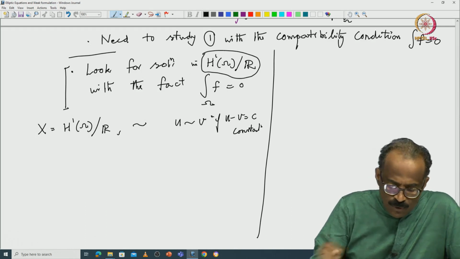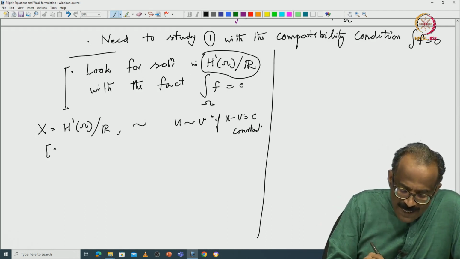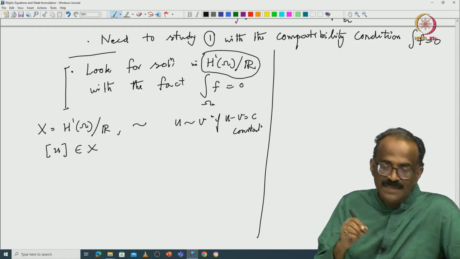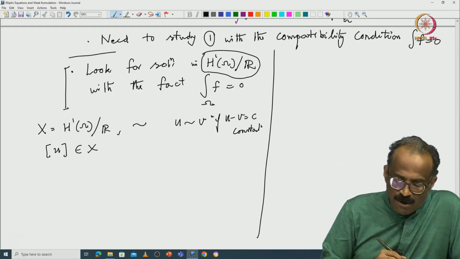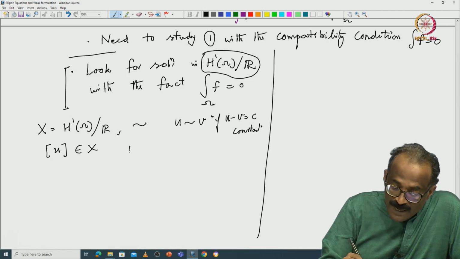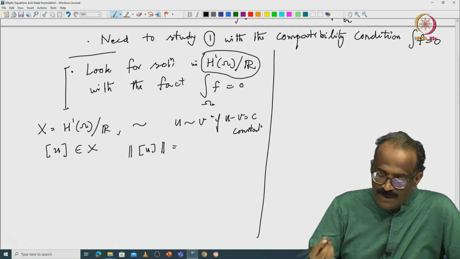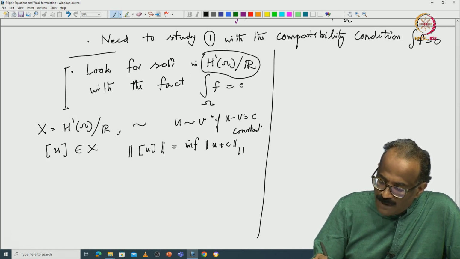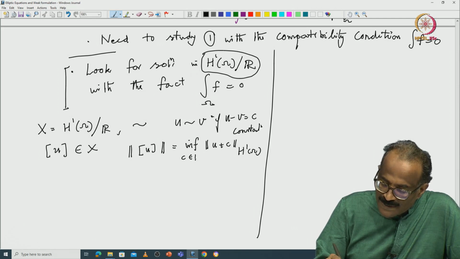So, that gives you elements of equivalence classes, this is an element x. Any two elements in the class differ by a constant, and you also define a norm on this. The idea is that you look for the smallest, nearly the smallest, the infimum. So choose the constant so that u plus c is in H1 of omega for all c in R. This is how you are done.